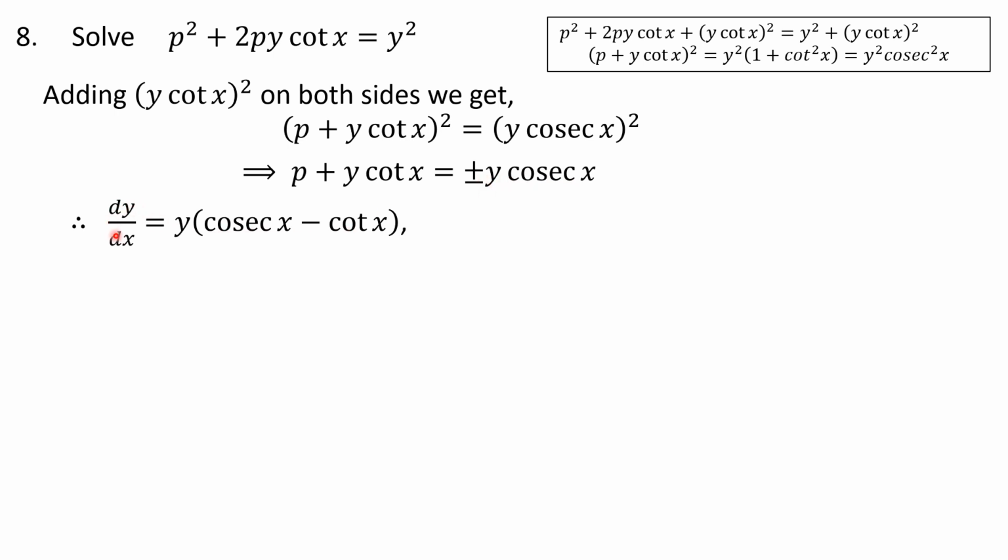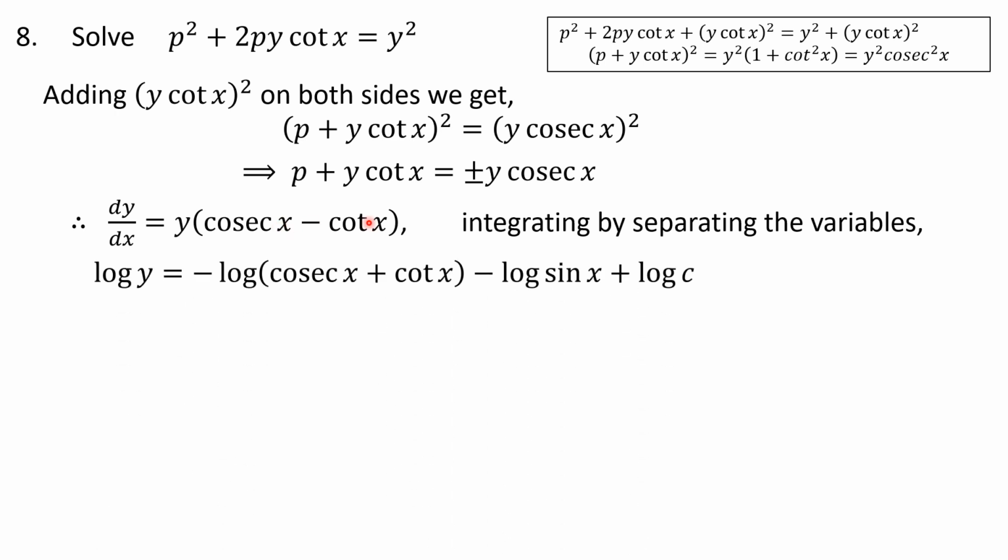So p means dy by dx. So one equation is here, dy by dx equal to y into cosec x minus cot x. So now we can integrate by separating the variables. This is a variable separable form. You can write dy by y is equal to cosec x minus cot x dx. So 1 over y dy integral is log y. So here we have cosec x integral as well as cot x integral we did. So cot x integral, we know that it is log sin x, but already we have minus sign outside.